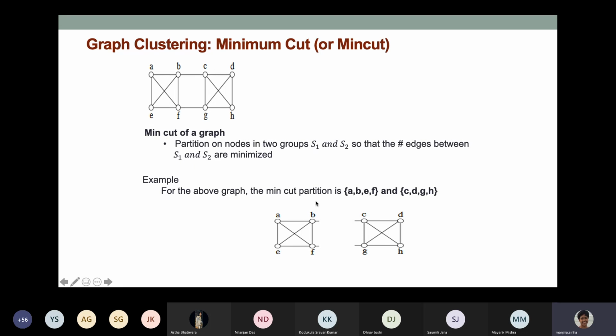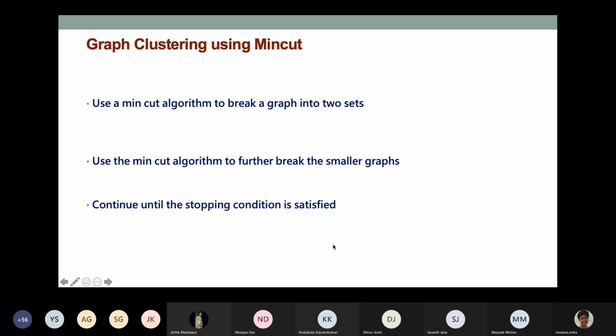So the min cut partition will be A, B, E, F and C, D, G, H, because the edges between this set S1 and this set S2 are minimized. So how do we do graph clustering using min cut? We use a min cut algorithm to break a graph into two sets.